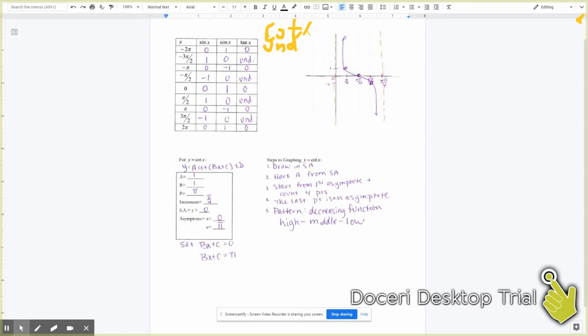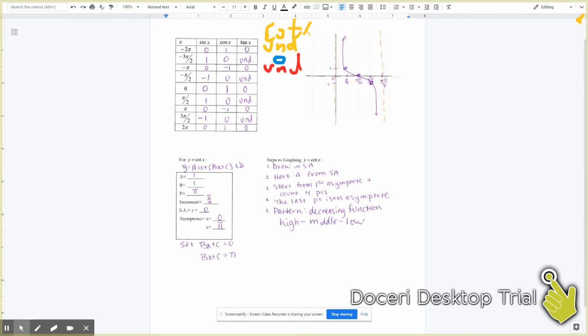So if we look at the next part, all right, the tangent of negative 3 pi over 2 is undefined because sine over cosine is equal to tangent and 1 over 0 is undefined. The reciprocal of that would be 0 over 1, which is 0. So at negative 3 pi over 2, cotangent would be 0. All right, and then this pattern continues. So the tangent of negative pi is 0, so the cotangent of negative pi would be undefined.